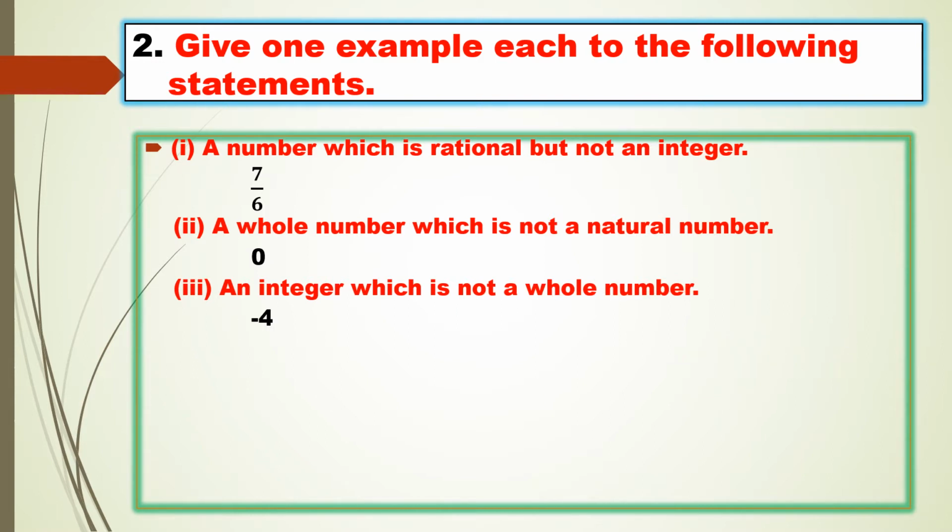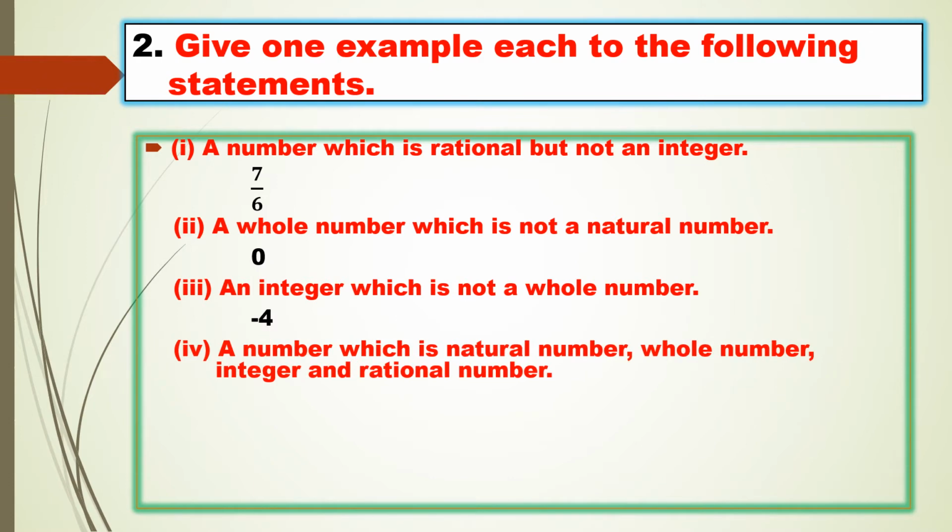Okay. So your next question is a number which is a natural number, a whole number, an integer, and also a rational number. Means you can give any number, right? Suppose I gave 3. It is a natural number, it is a whole number, it is an integer. It is a rational number also, right?